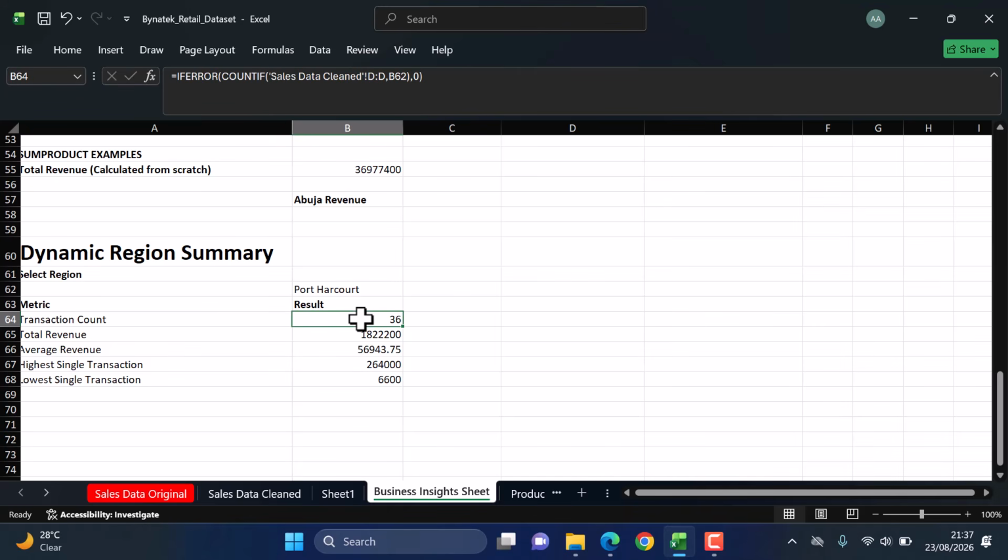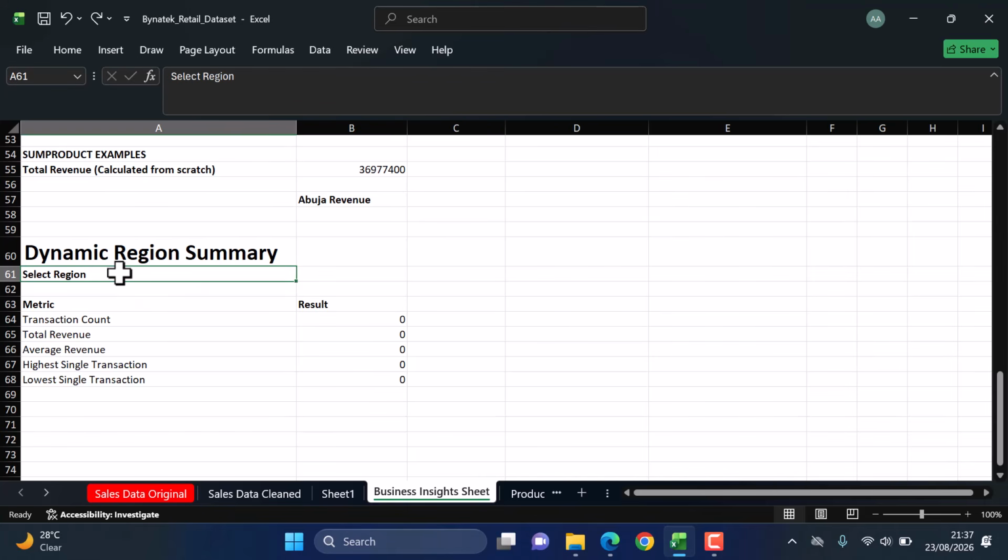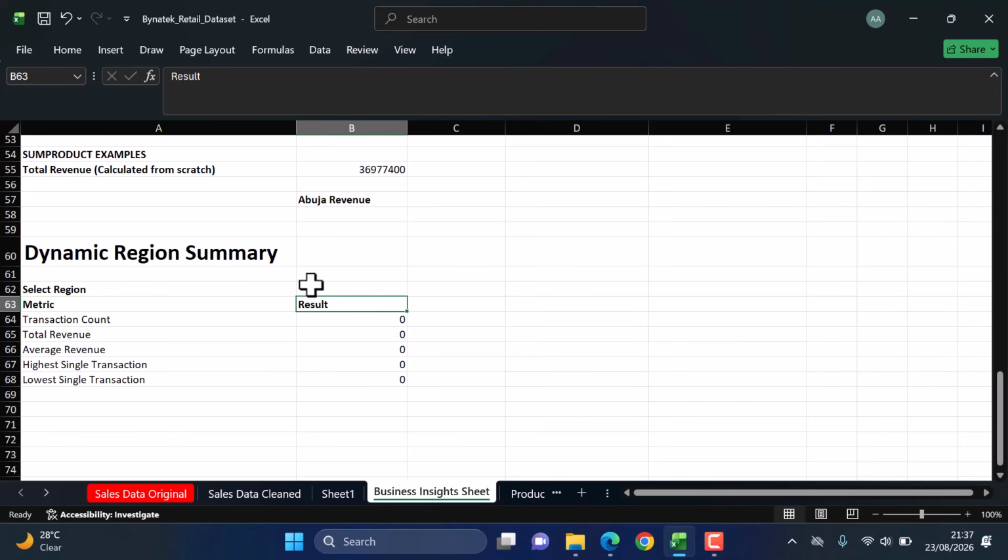The advantages of IFERROR, because it helped us. It was like a placeholder for us. Let me remove what is in this particular cell. I wanted this placeholder, I should have even done it here, but let me cut this and put it here, so that we can use this for the select region.